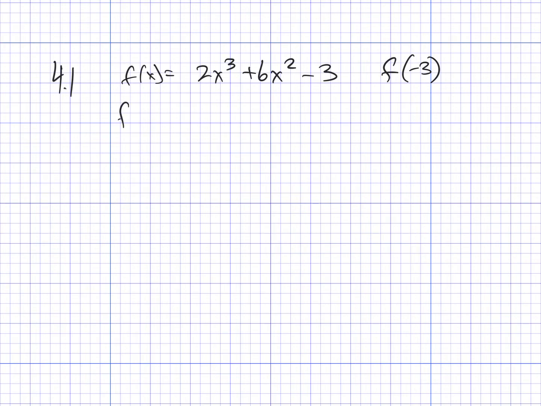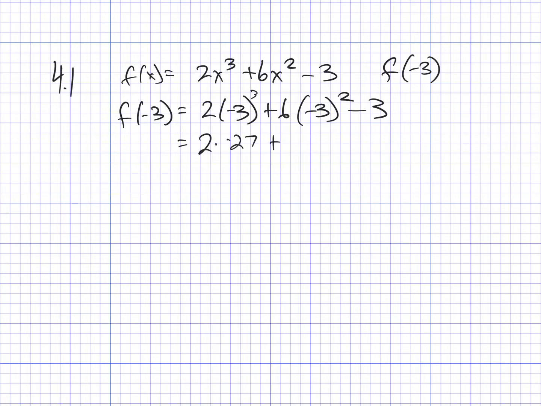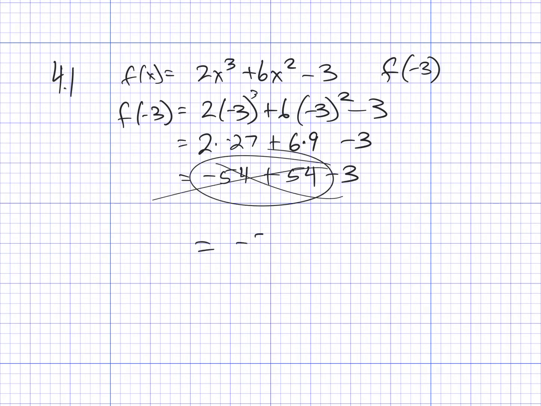All right, so f of negative 3, when x is negative 3. Okay, so you just plug it in. Oops, that's cubed. So negative 3 to an odd power is negative, so that's negative 27. And 6 times negative 3 squared would be 9, so 6 times 9. And then 2 times negative 27 is negative 54. Plus 54 minus 3. Those cancel out, leaving negative 3 as your answer. We got that right.